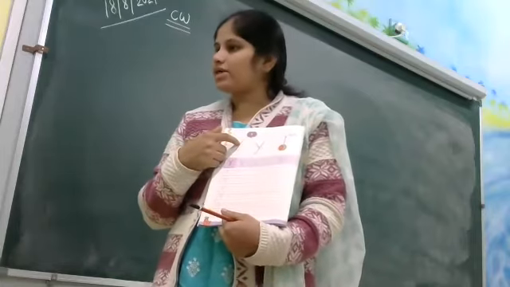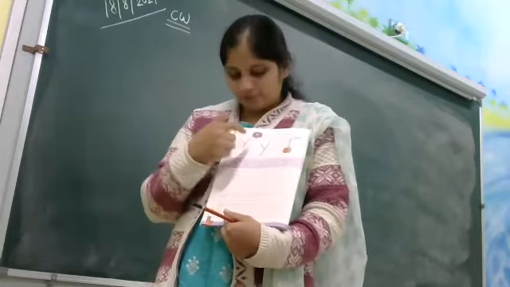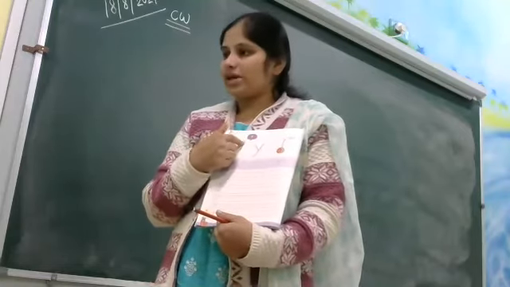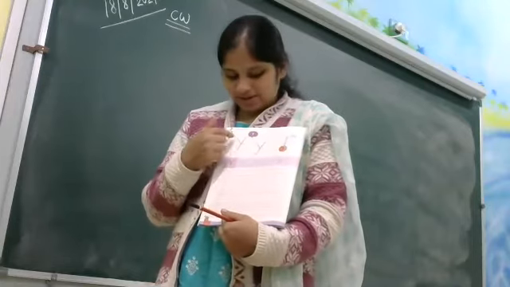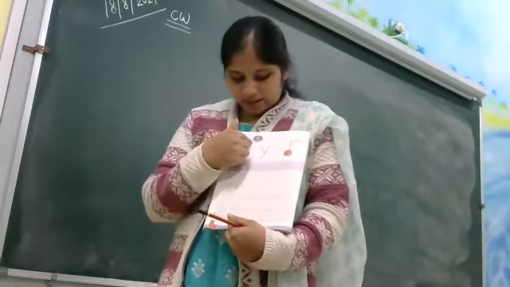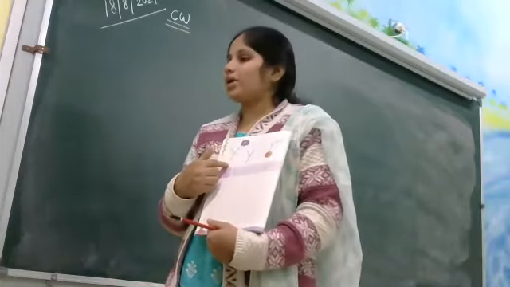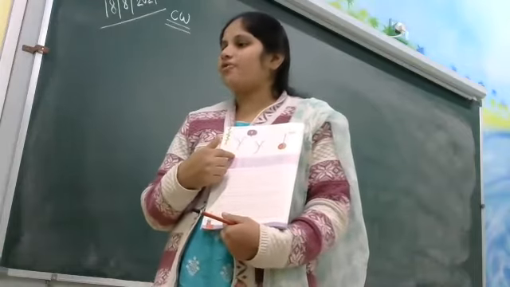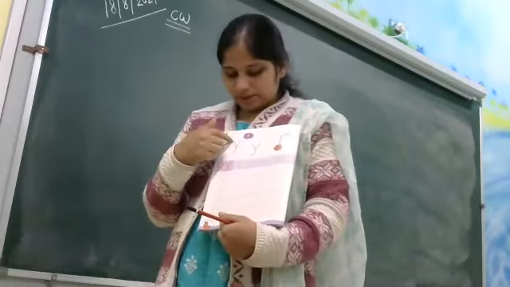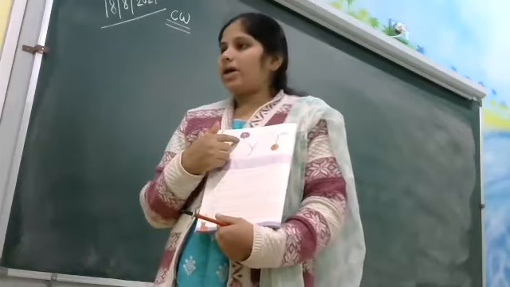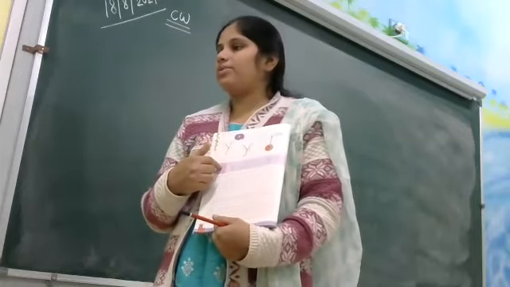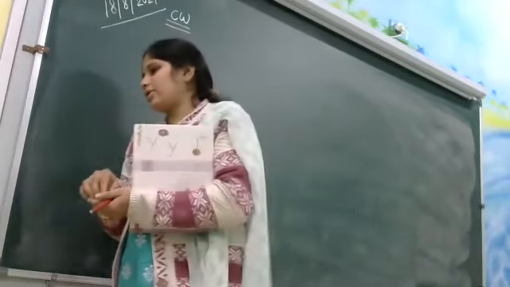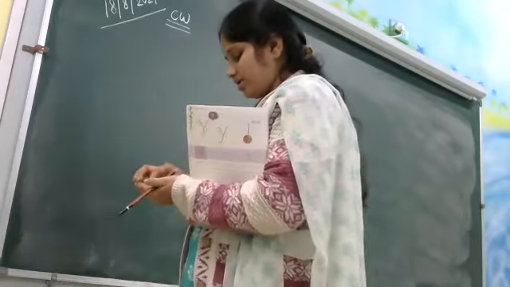Downside a small slanting line. And from the opposite side, again you have to come down with a big slanting line. See? A slanting line and a slanting line makes letter Y. Next letter Y.